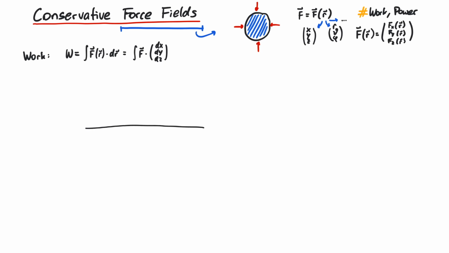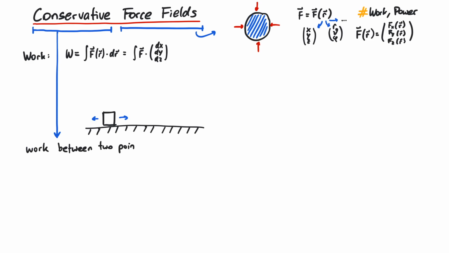For instance, for a frictionless surface, it requires no effort to slide a mass left and right, but it does require some energy to lift it up, thus working against gravity. This example can help us understand the concept of a conservative force field. A force field is conservative if the work between 2 points A and B does not depend on the path how we get from A to B.